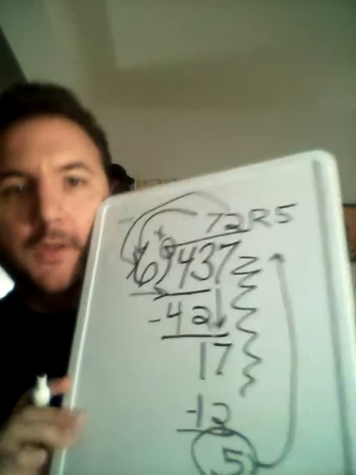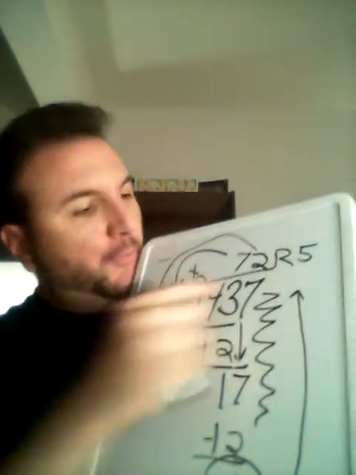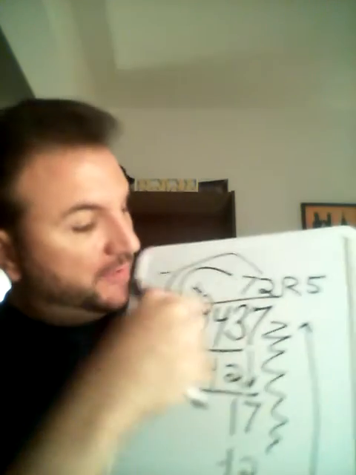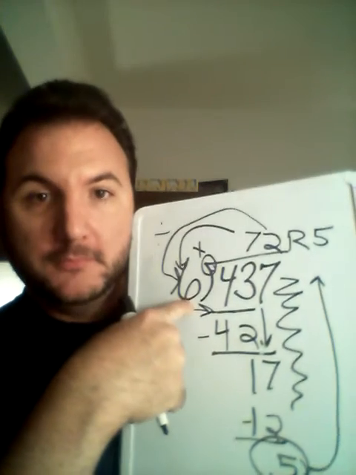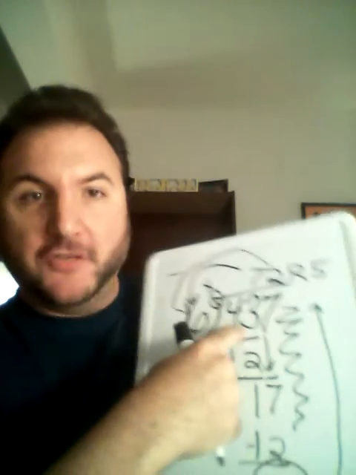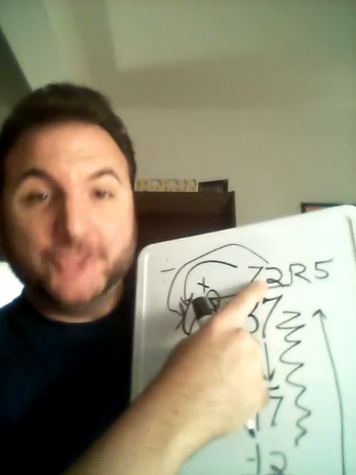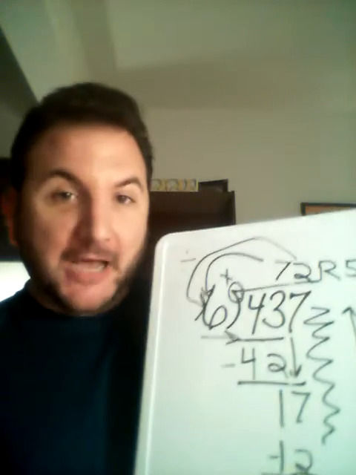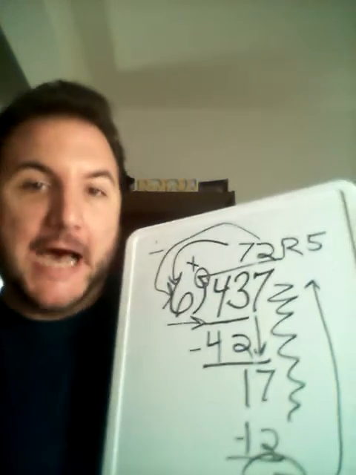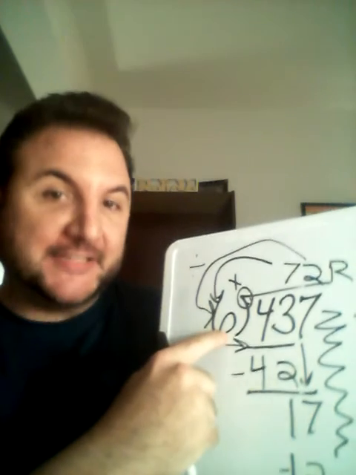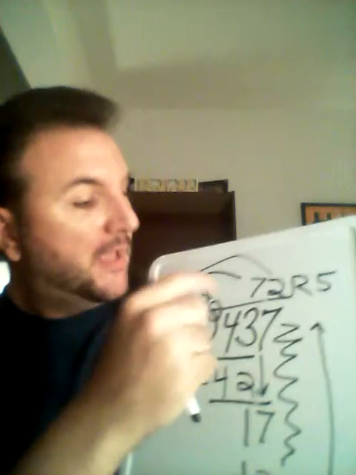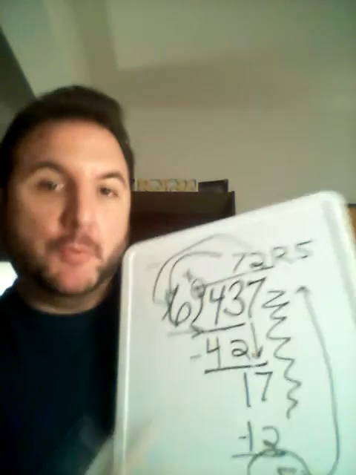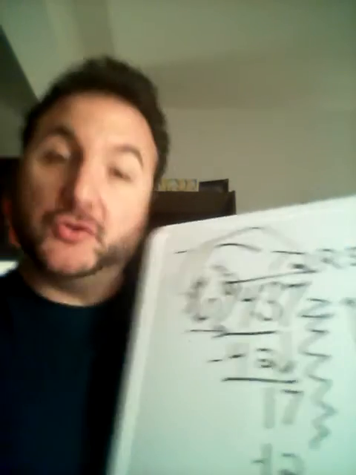Okay? 72 remainder 5. Remember, this isn't really a 72. This is 72 sets of 6. So 6 goes into 437 72 times with 5 left over. In other words, if I had the time and drew 437 dots and I wanted to circle 6 at a time, I would have 72 circles of 6 with 5 dots remaining because 5 is smaller than 6. So those are my leftovers.